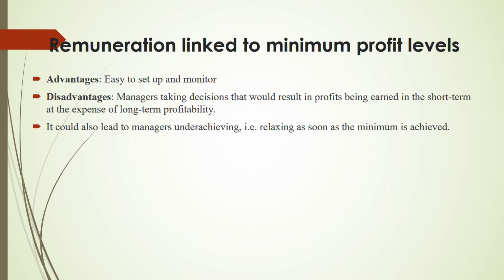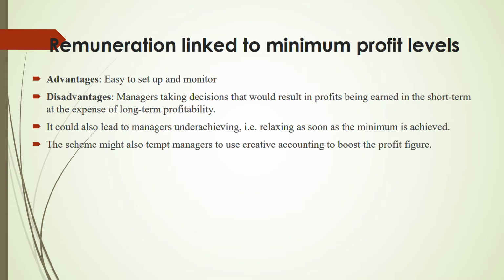So underachieving. Next disadvantage, the scheme might also tempt managers to use creative accounting. Remember the agency problem? One was creative accounting. So this issue will come. Why? Because they want to boost the profit figure. If they boost the profit figure, they will get their remuneration.